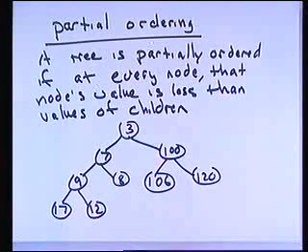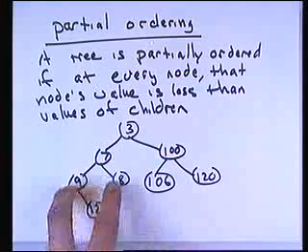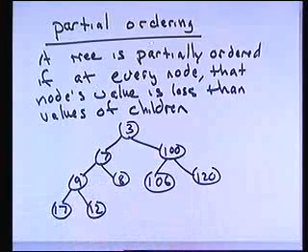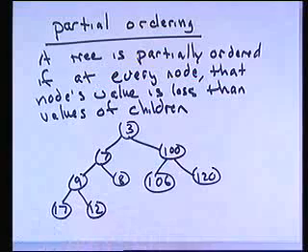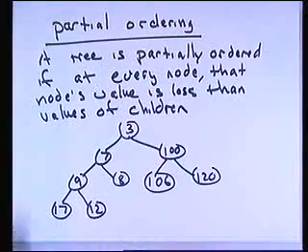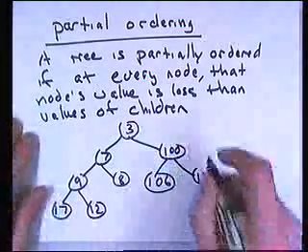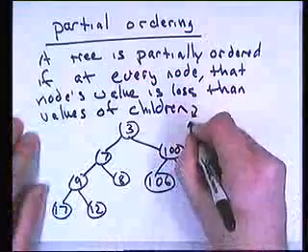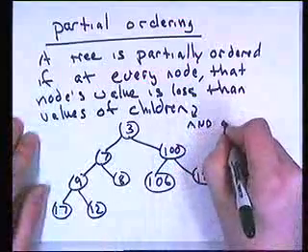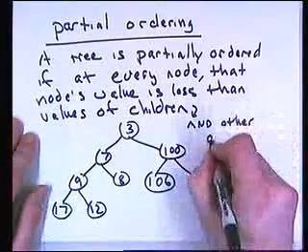And in fact, you might notice that, since 7's children have to be less than 7, and their children have to be less than them, and their children have to be less than them, what we actually get is that it's less than the values of its children and other descendants.